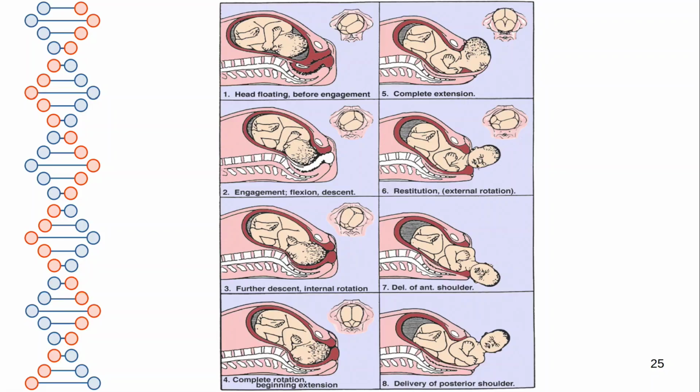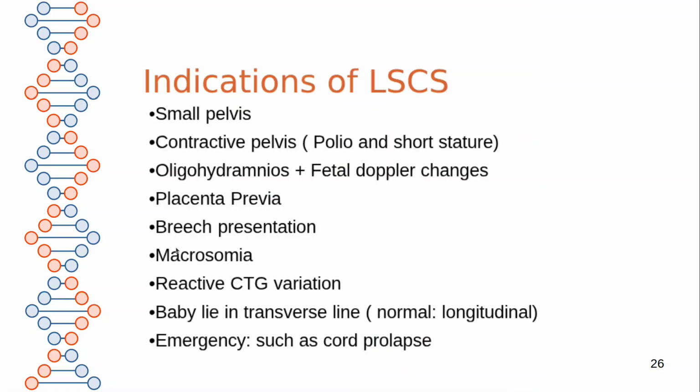Okay, restitution: externally the head will be rotated to one side, then delivery of the anterior shoulder, then delivery of the posterior shoulder. These are the steps in the mechanism of labor. Next one is lower segment cesarean section. What are the indications? You may get this as a theory 2 marks question, or you may be asked for indications of LSCS in the practical exam.